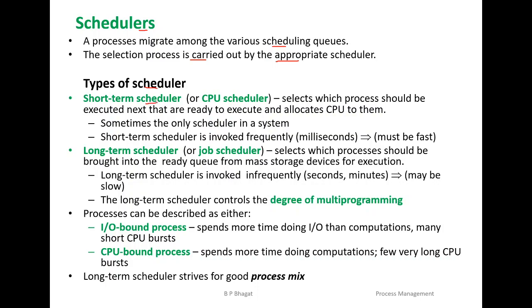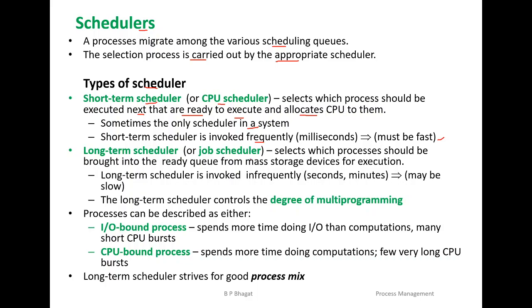The short-term scheduler is also called the CPU scheduler. It selects which process should be executed next from those that are ready to execute and allocates the CPU to them. Sometimes the only schedulers available in a system are the CPU schedulers or short-term schedulers. These are invoked frequently, that is in milliseconds, because the processor immediately picks the processes from the main memory. That's why it is fast.